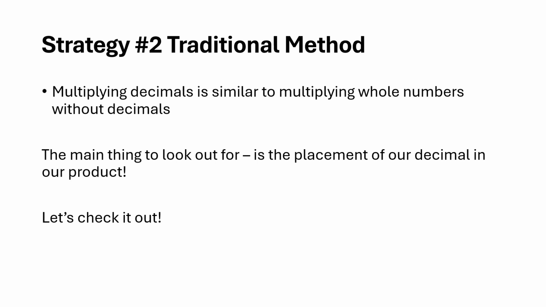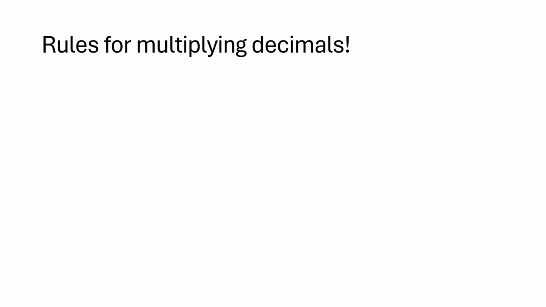Multiplying decimals is very similar to multiplying whole numbers without decimals. So if you already know how to do that, then you will do great here. The main thing to watch out for is the placement of our decimal in our product. But don't worry, we will go over that together now. Okay, so let's get started.